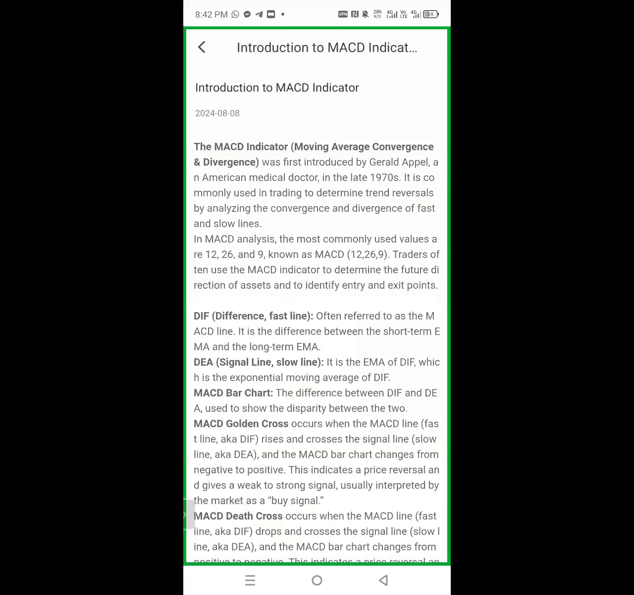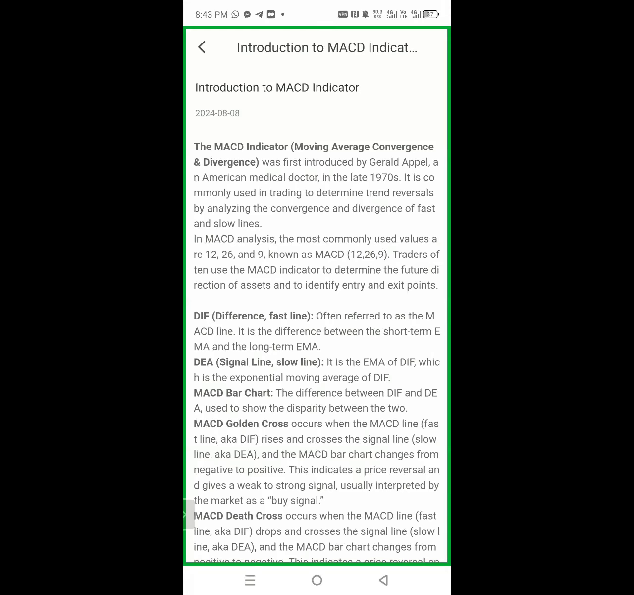Okay, so, introduction to the MACD indicator. The MACD indicator, which means moving average convergence and divergence, was first introduced by Gerald Appel, an American medical doctor, in the late 1970s. It is commonly used in trading to determine trend reversal by analyzing the convergence and divergence of fast and slow lines.